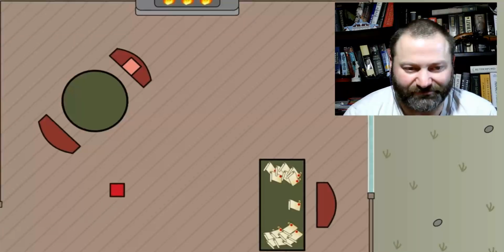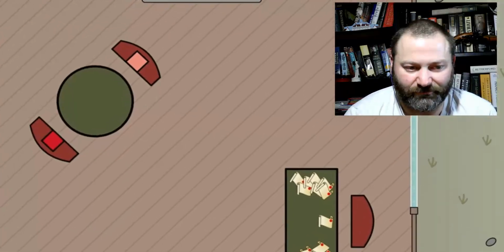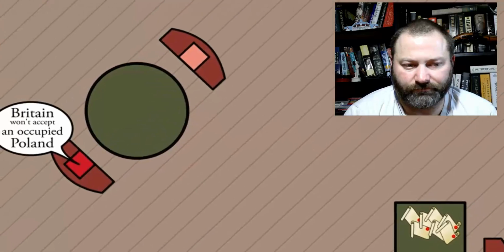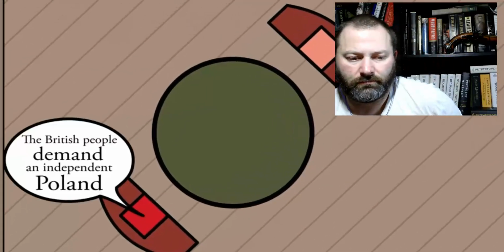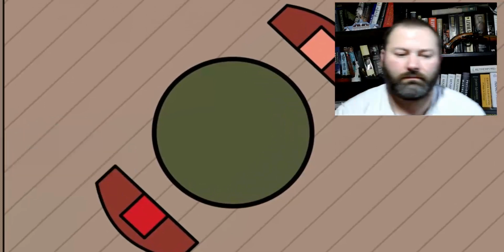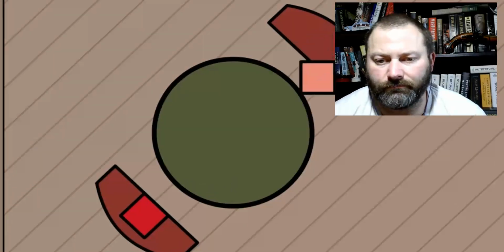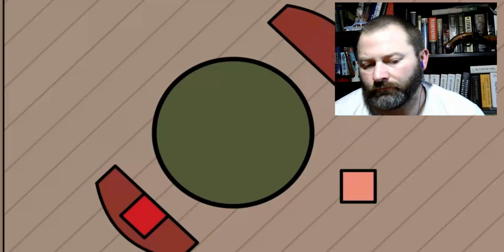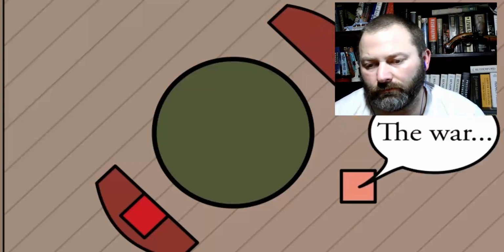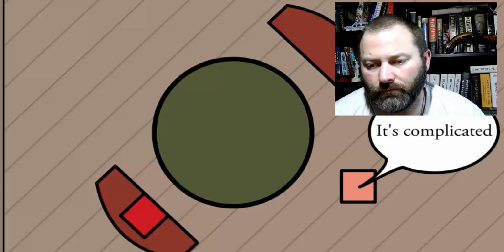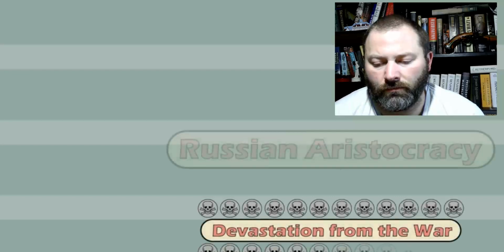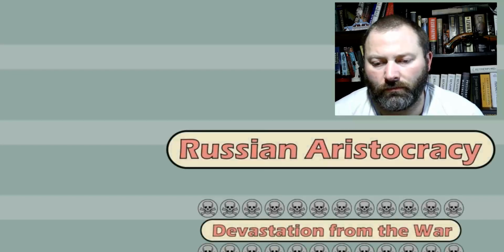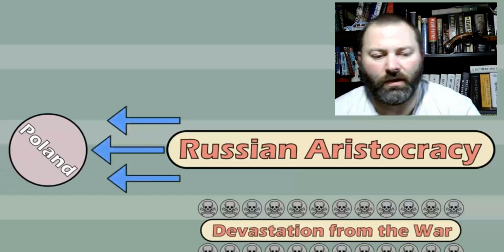Castlereagh went to see Alexander. He explained to the Russian Tsar that Britain would not accept a Poland under Russian domination. The British public demanded an independent Poland. Alexander finally let his guard down, or at least pretended to, and confessed to Castlereagh that the war with Napoleon had left him in a precarious situation back in Russia. The Russians had sacrificed everything to defeat Napoleon, and the Russian aristocracy felt that they deserved Poland as a reward.